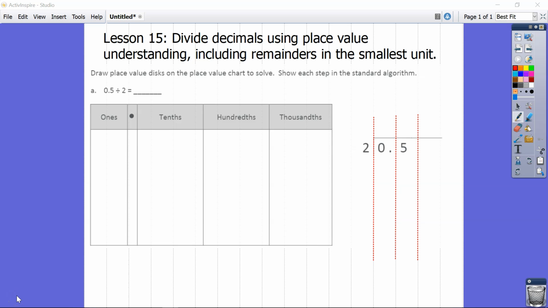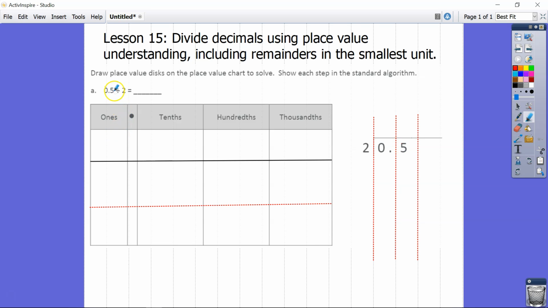Okay, here we are. So lesson 15. Divide decimals using place value understanding, including remainders in the smallest unit. So now we're going to have remainders in our smallest units where we're going to have to regroup using the next place value unit. So let's take a look here. They want us to draw place value disks on the place value chart, and then we're going to show each step in our standard algorithm.